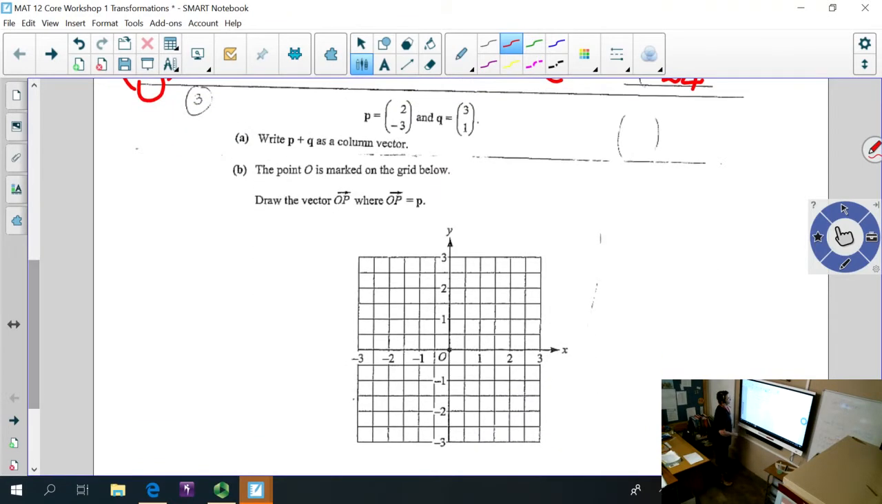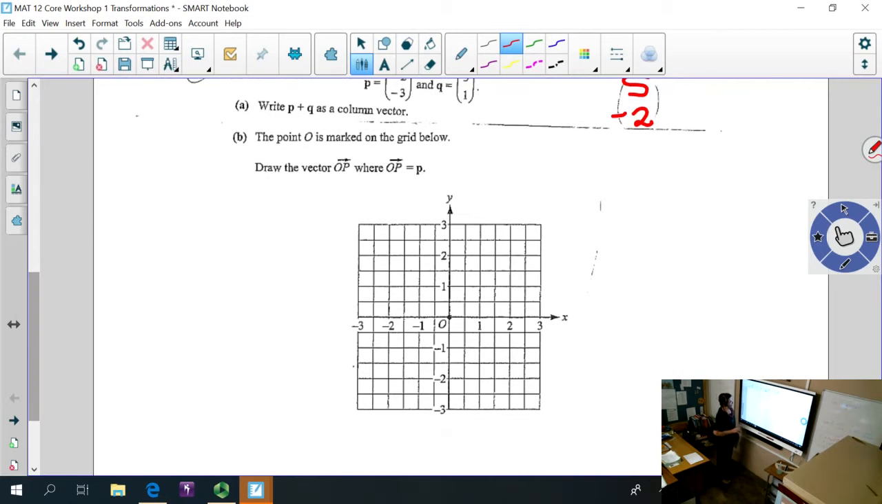Question 3. Write P plus Q as a column vector. Again, X and X, Y and Y. So 2 plus 3 is 5. And negative 3 plus 1 is negative 2. There is your column vector.